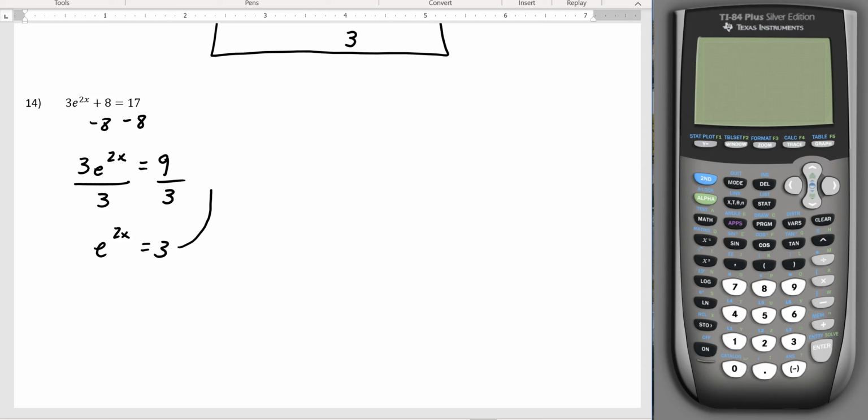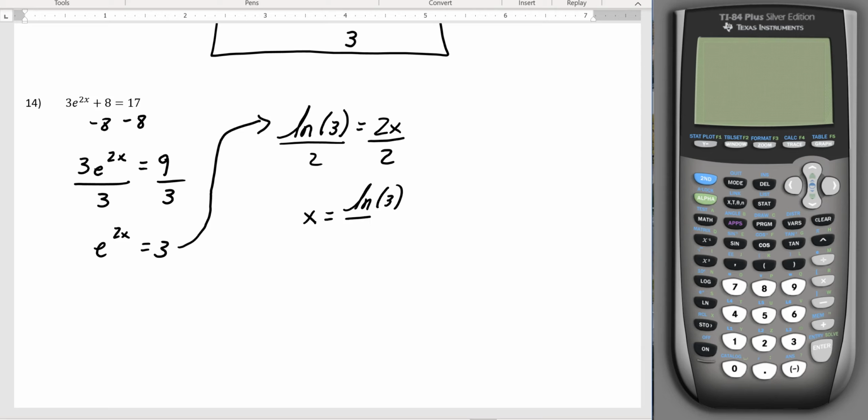Now converting this to a logarithm would be the natural log of 3 equals 2x. And then I can divide by 2 to get x all by itself. So x would equal the natural log of 3 divided by 2. Again, no rounding, no calculator. I never touched it. That's how I know I'm doing good.